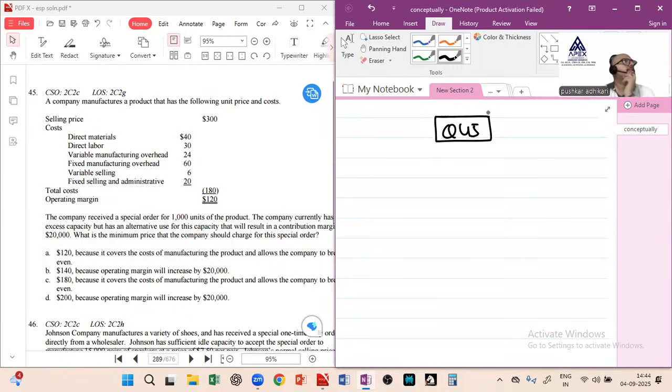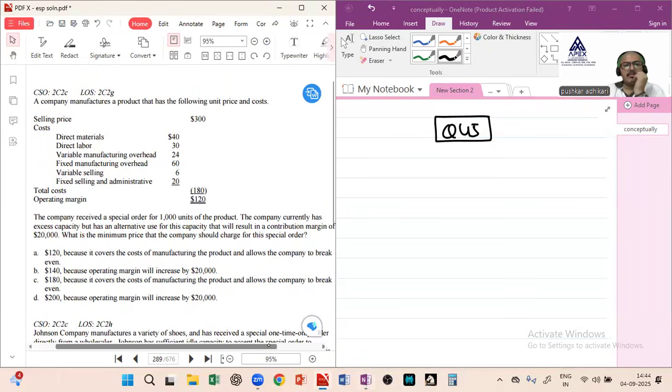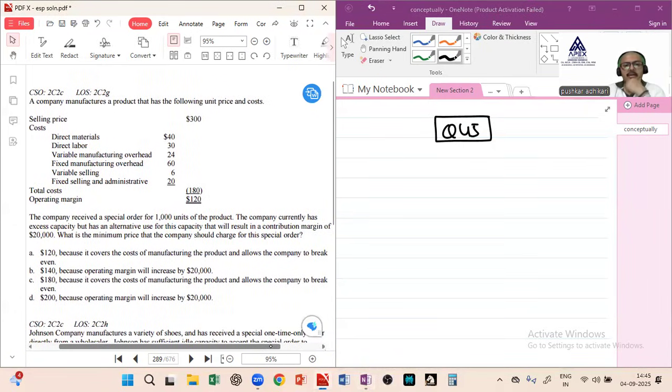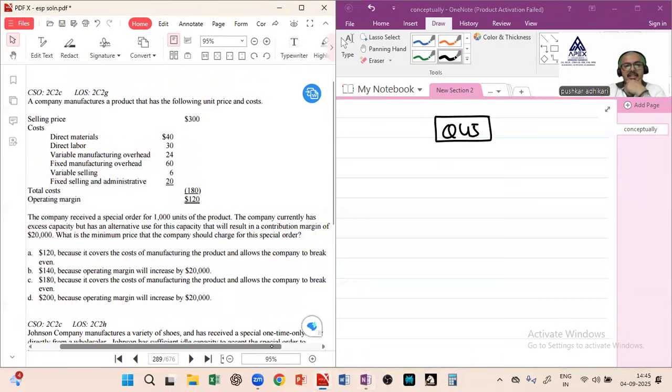Now focus on this. Question number 45. A company manufactures a product that has the following unit price and costs. Selling price 300. Cost: direct material, variable. Direct labor, variable. Variable manufacturing overhead, obviously variable. Fixed manufacturing overhead, variable selling, fixed selling and administrative. Total cost is given. Now see, the company received a special order of 1000 units. The company currently has excess capacity, but it has an alternative usage for this capacity that will result in a contribution margin of 20,000. It has an excess capacity.